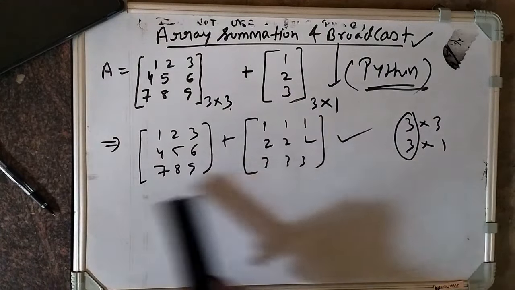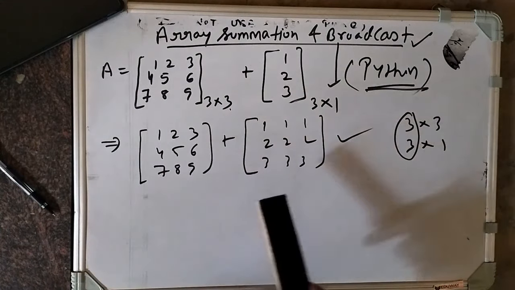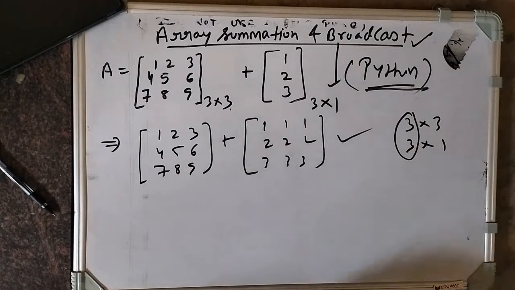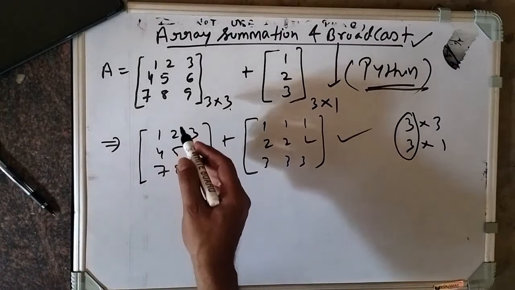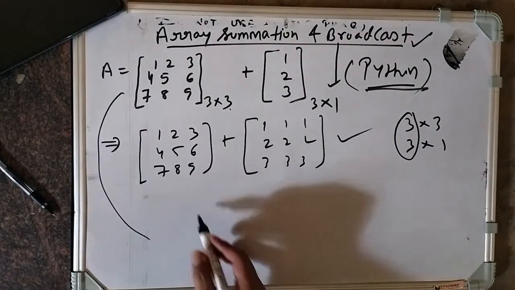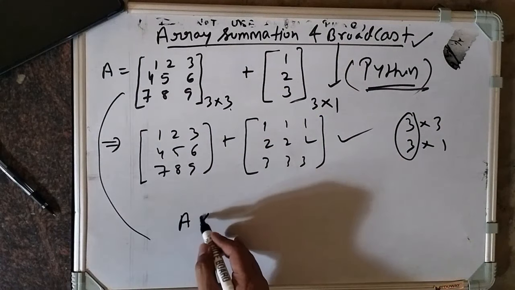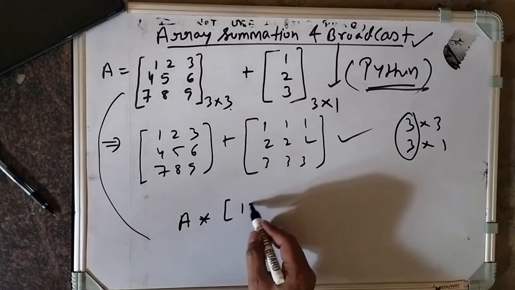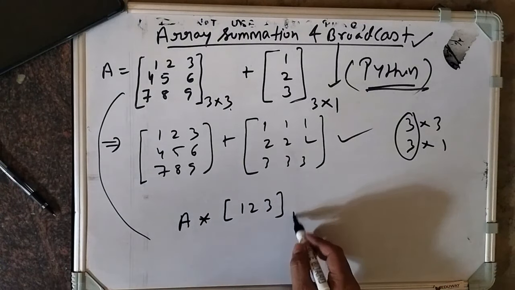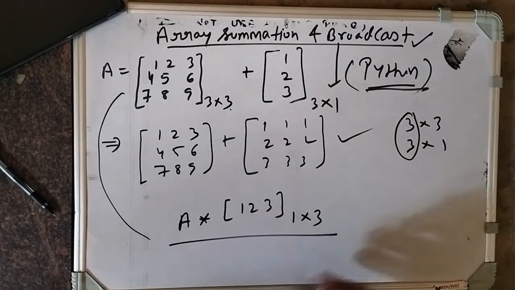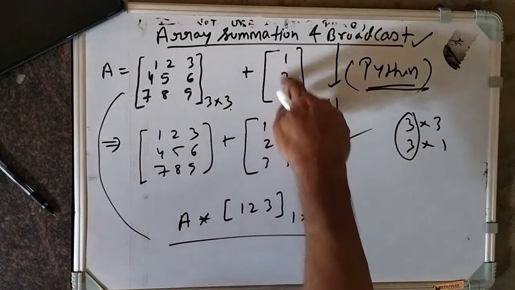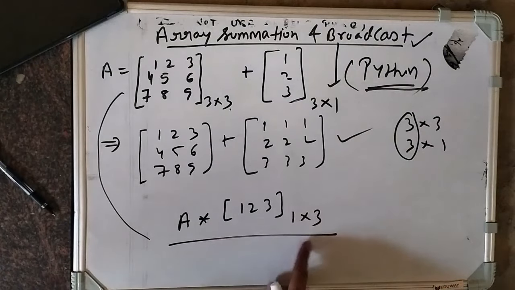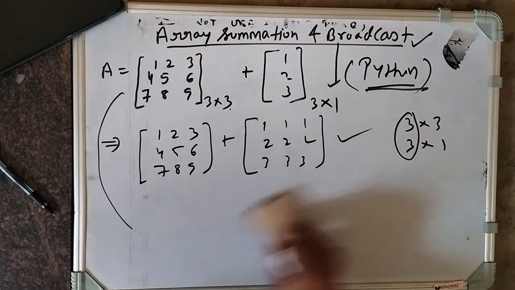So Python is working like this. And similarly, suppose you have the same matrix A, and you are multiplying by another matrix 1 2 3, which is 1 into 3. This is also broadcastable. Either you are taking it like that or like that, multiplying also is broadcastable. So now we will discuss another one.